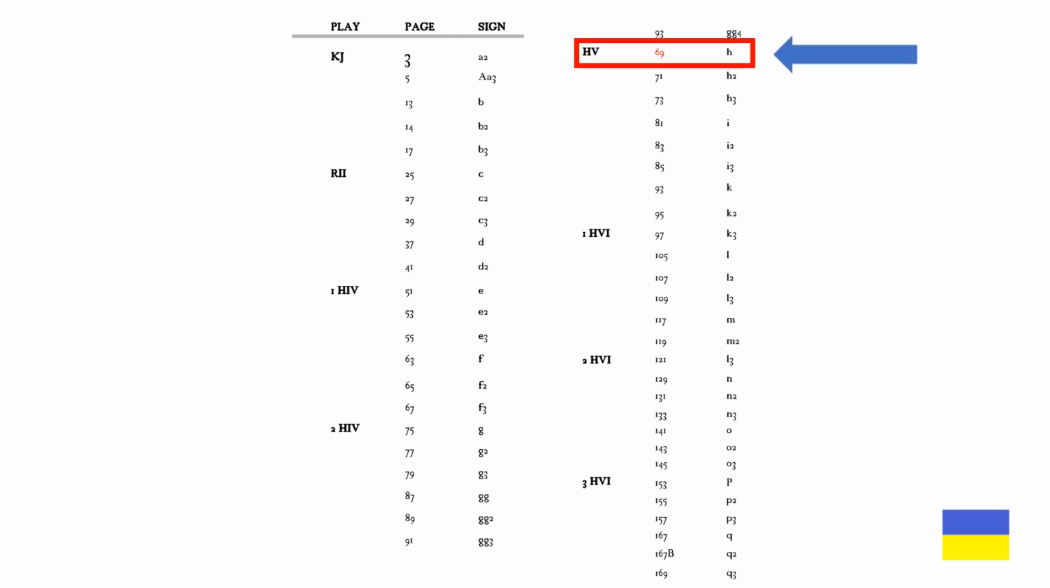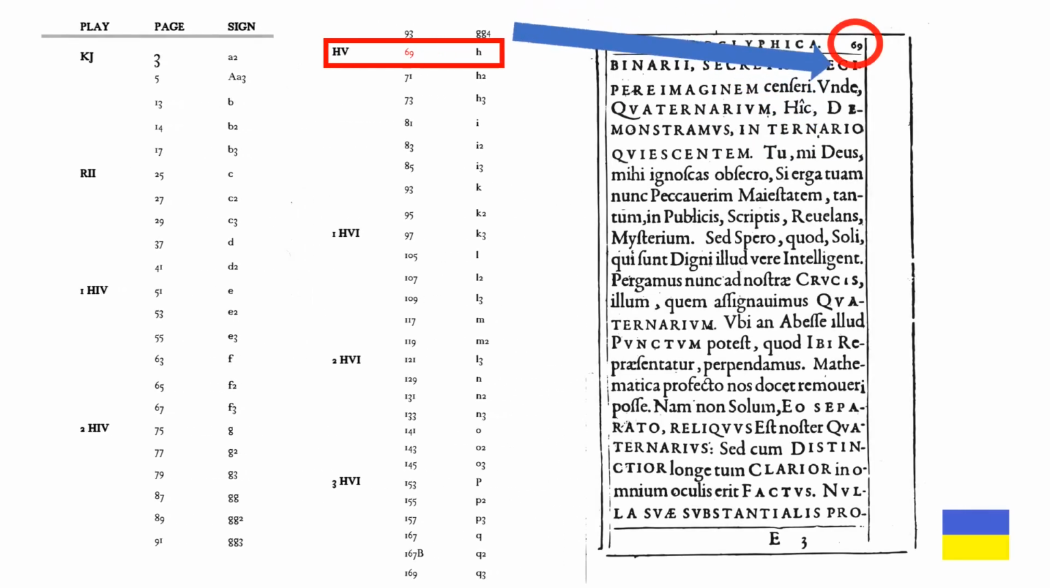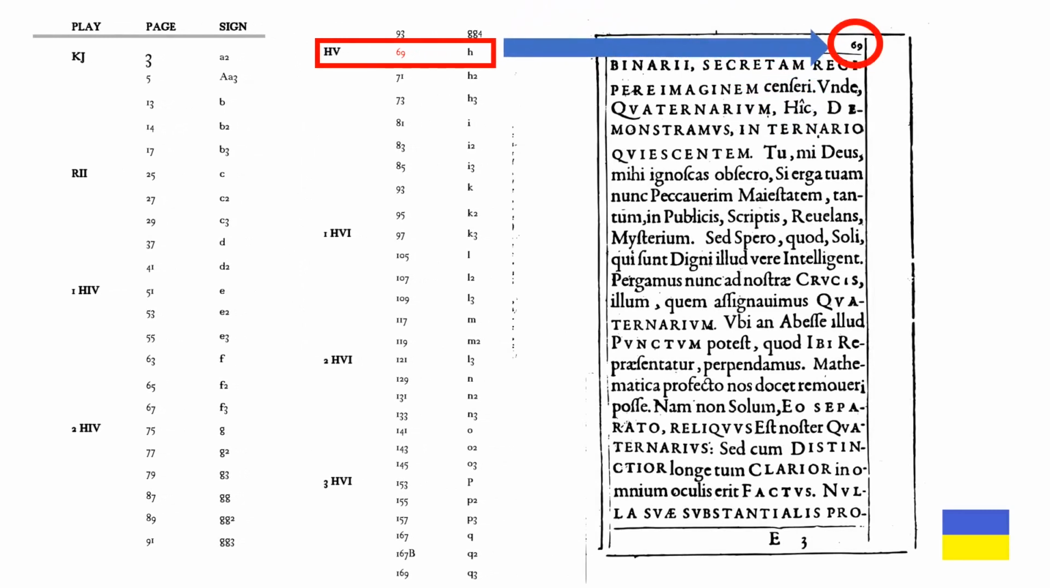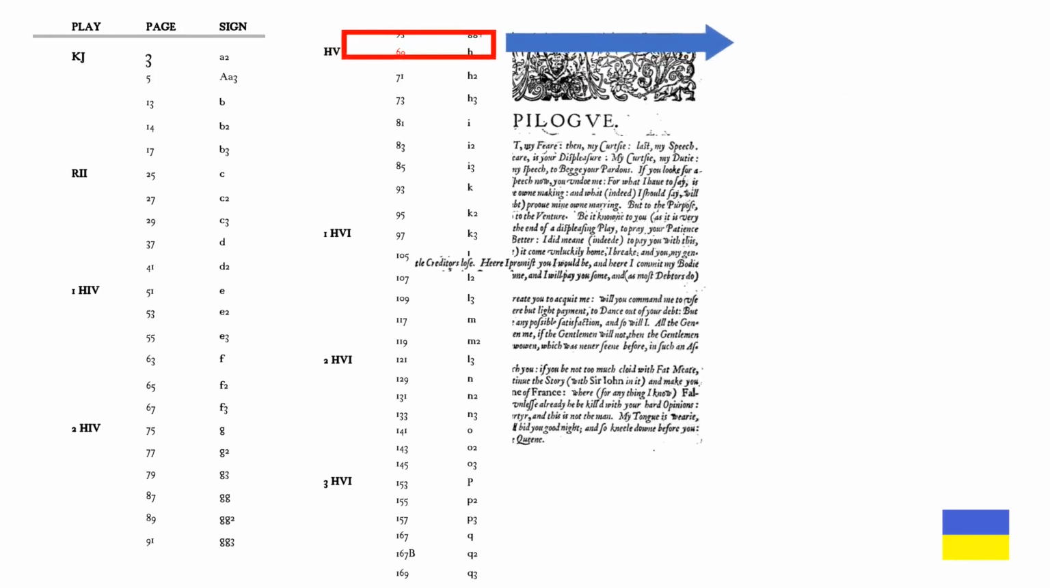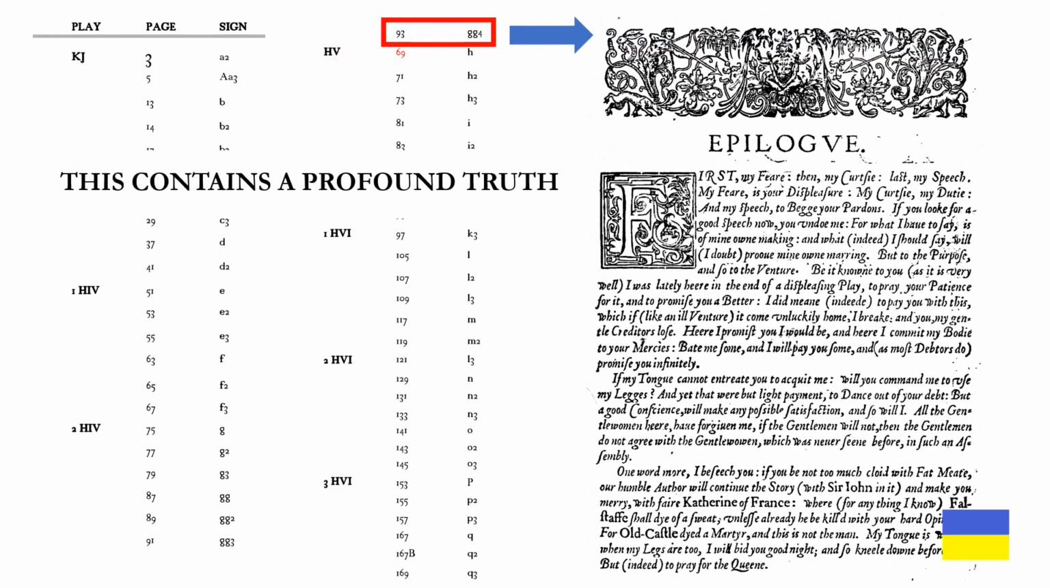Henry V begins on page 69, where the collation letter is H. This is proof that the wrong page number for Henry V was deliberate. Is it any coincidence that Henry V begins on the same page number as theorem 20 does in the Monas Hieroglyphica? In the last page of the quaternion is the epilogue, which contains a profound truth.